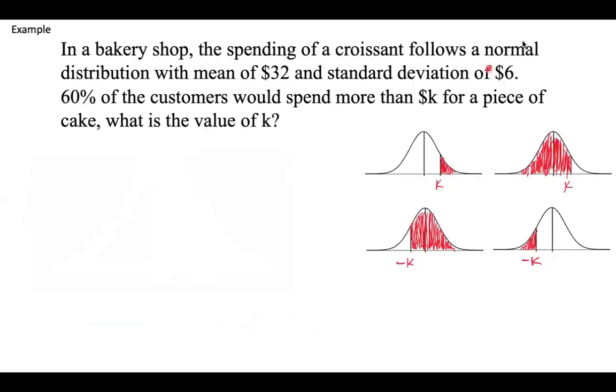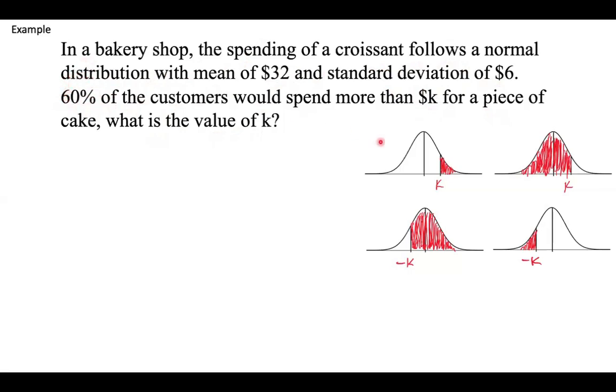All right, let's look at this question. In a bakery shop, the spending on a croissant follows a normal distribution with a mean of $32 and a standard deviation of $6. 60% of the customers would spend more than K dollars for a piece of cake. What is the value of K? We can see that the probability has been given to us, 60%.